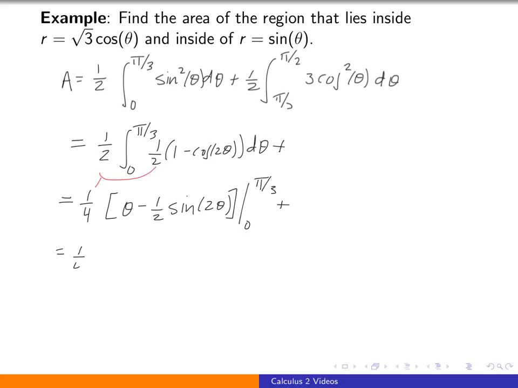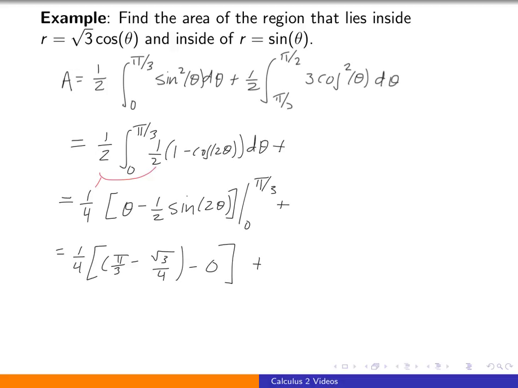So we replace each of the thetas that we see with pi over 3. And note, sine of 2 pi over 3 is square root 3 over 2, so this would be square root 3 over 4. When we plug in 0, we simply get 0. So this corresponds to that first area that we had shaded on the previous slide. Now we need to move on to the second integral.